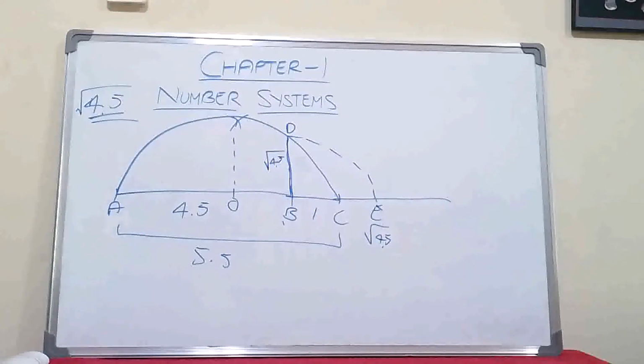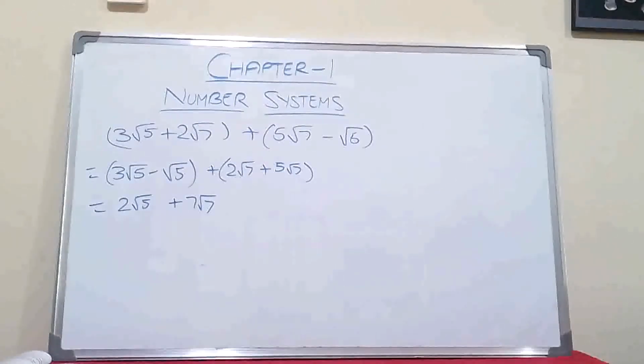Now, how do we add or subtract the values of irrational numbers?